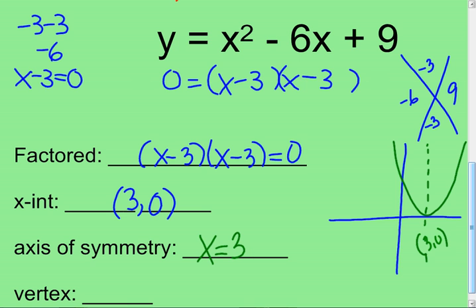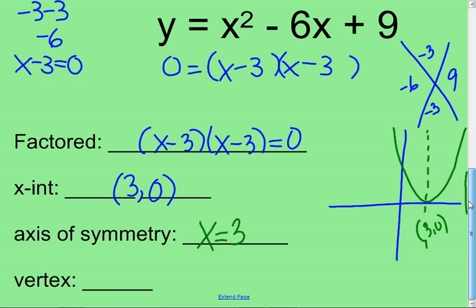There's only one point here because the factors were identical. When they're the same, it's a double root, if you want to call it that. And so the vertex is at 3, comma. There is only one vertex, but it has only one x-intercept. Yeah.